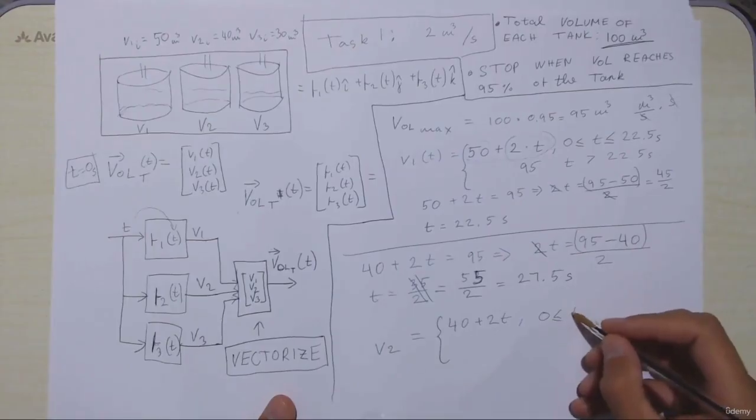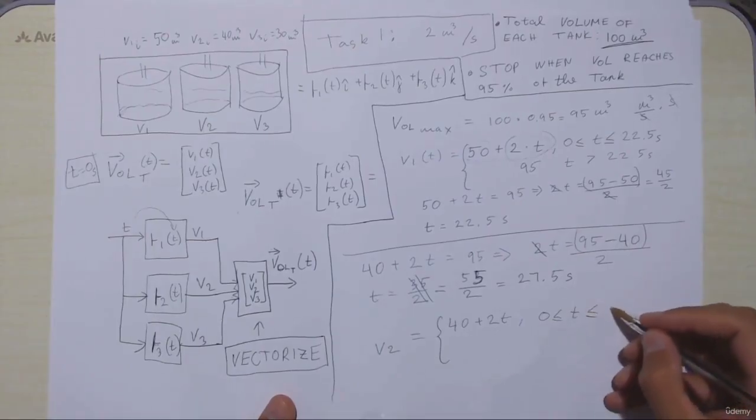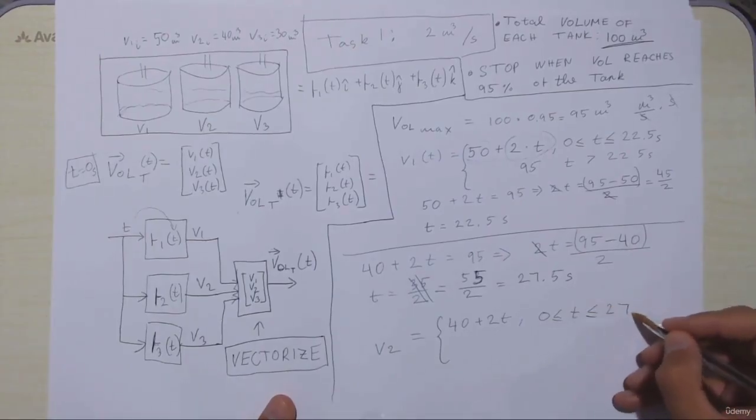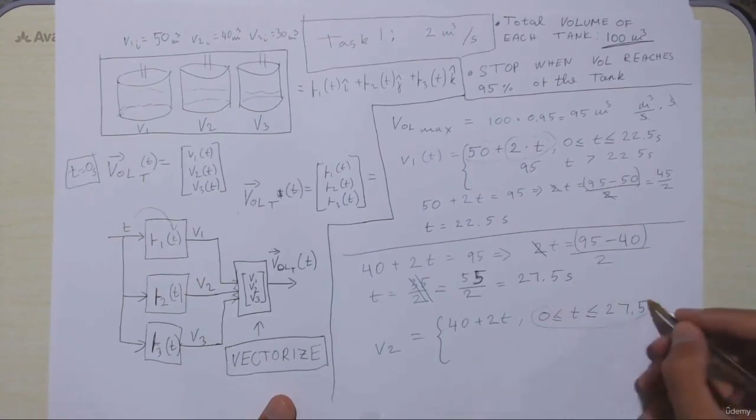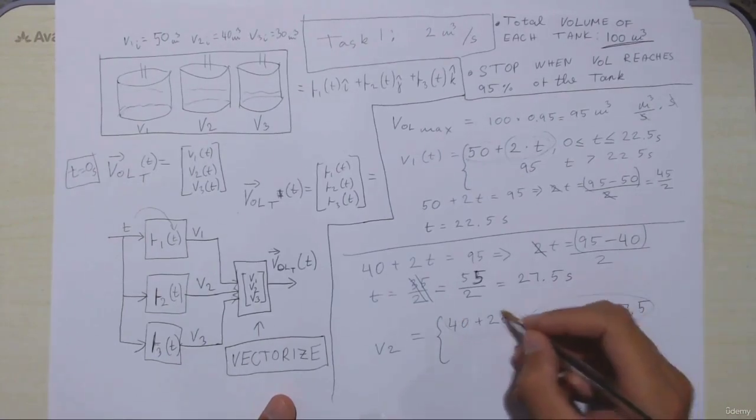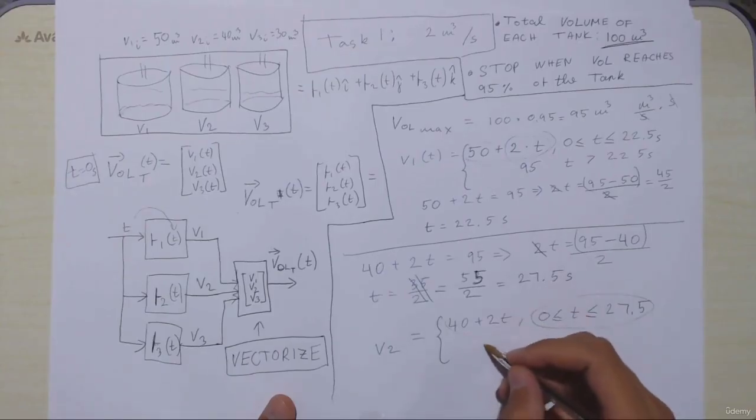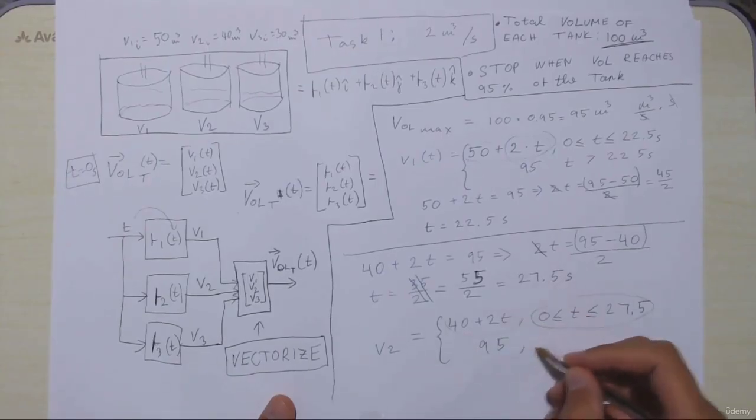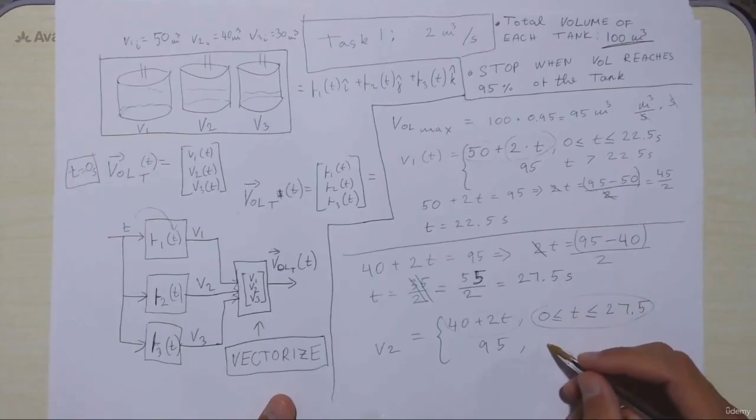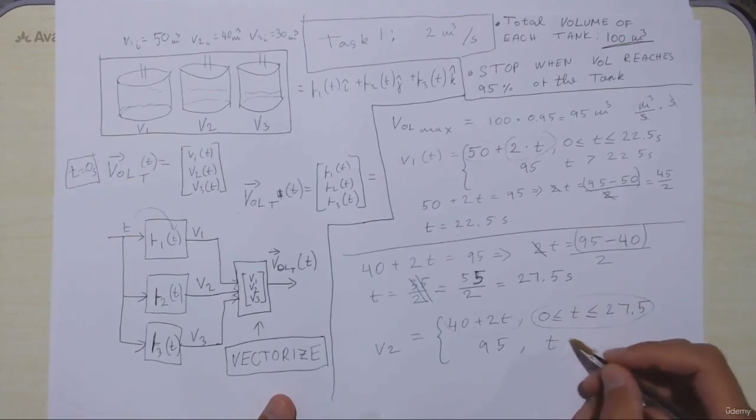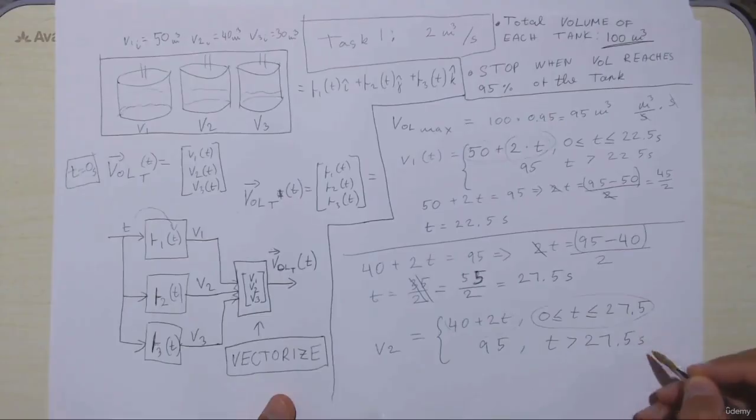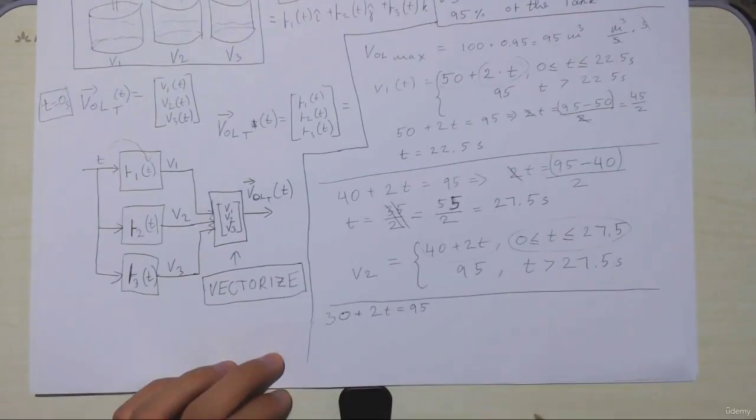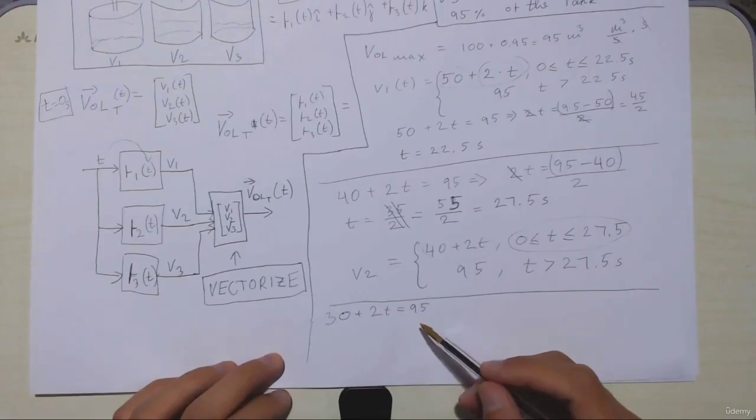Okay? So our second piecewise equation for the second tank would be 40 plus 2t when 0 is less than t and t is less than 27.5 seconds. So this is seconds and this is volume here. And then after that you will have 95 cubic meters after t is greater than 27.5 seconds.